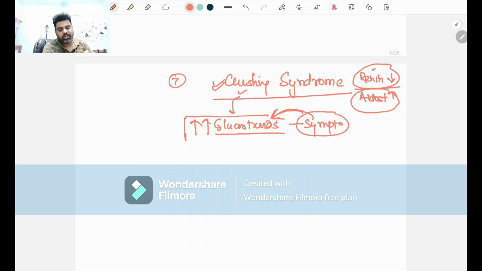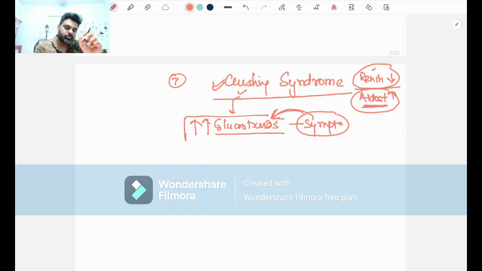So these patients will develop metabolic alkalosis. They will develop it because there is increased aldosterone, and as I have already explained, increased aldosterone will lead to hypokalemia and metabolic alkalosis. Since increased aldosterone will also lead to increased sodium absorption, there will be increased blood volume, so there will be hypertension. So generally 3 things you will see in a patient with Cushing syndrome: hypokalemia, metabolic alkalosis, and hypertension.